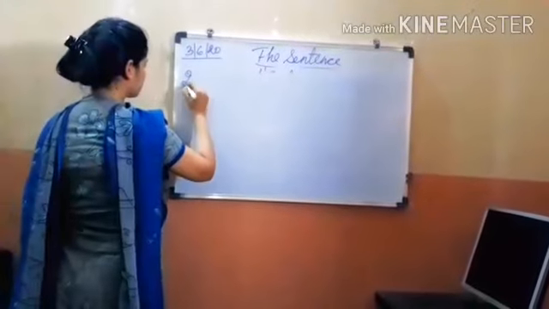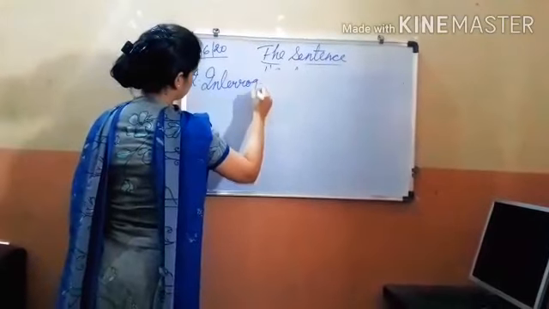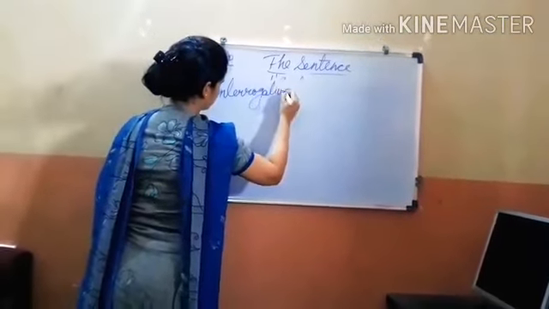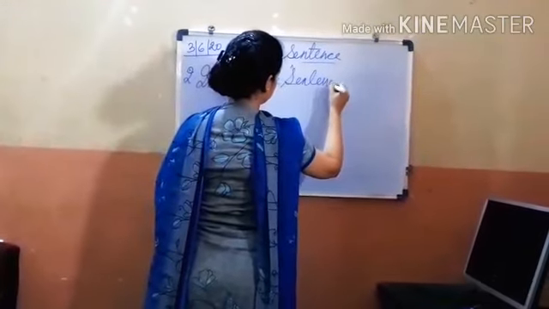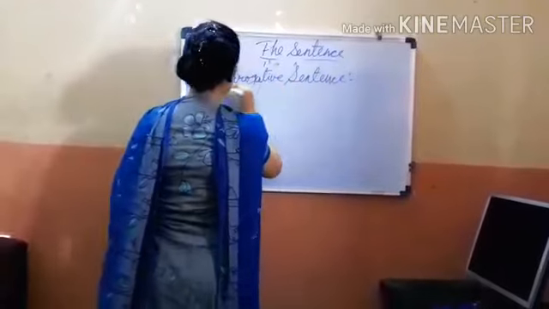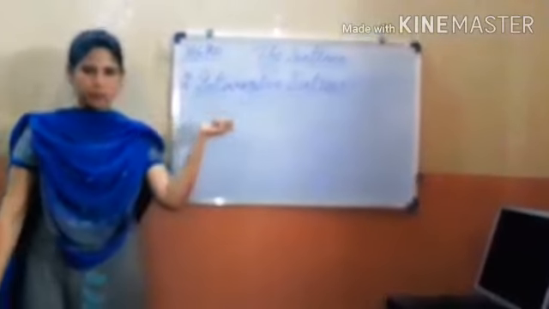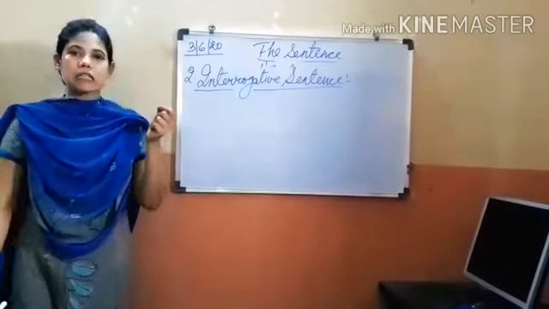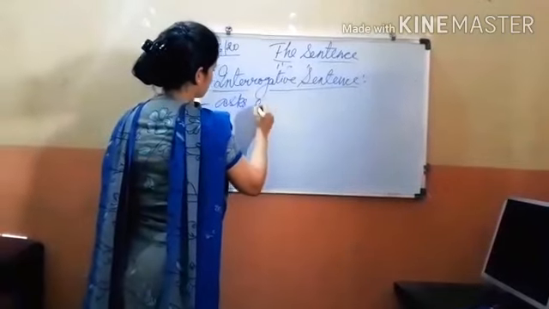Second is interrogative. Interrogative sentence. Interrogative sentences are a type of sentence that asks a question.